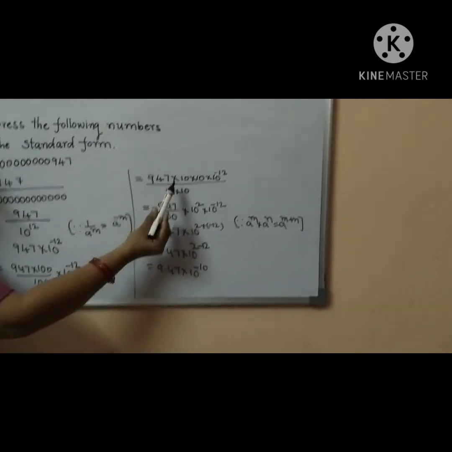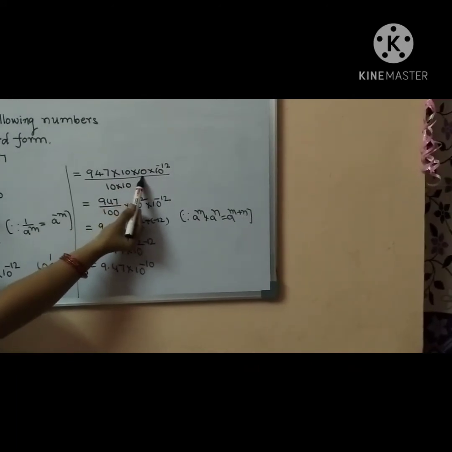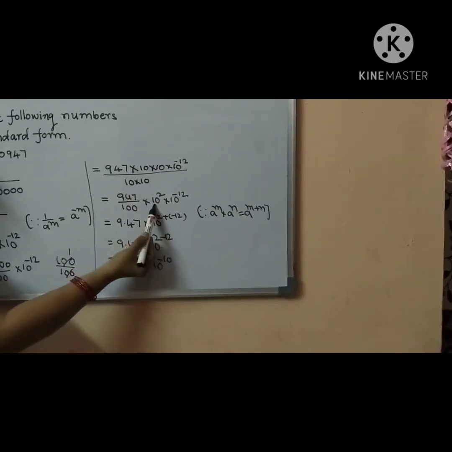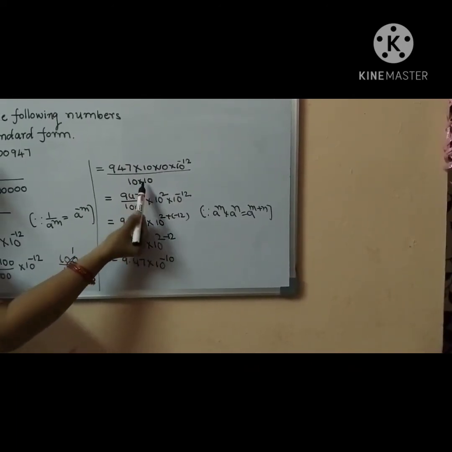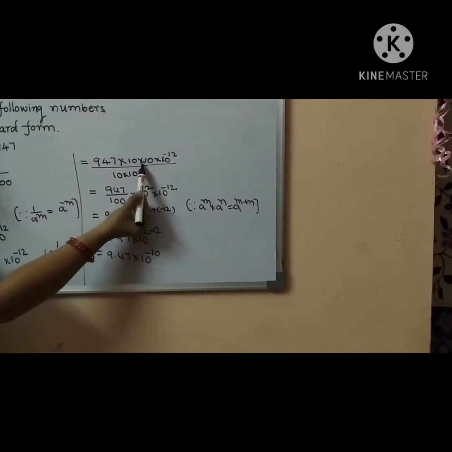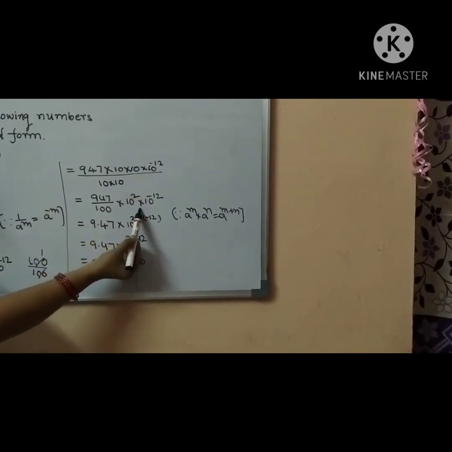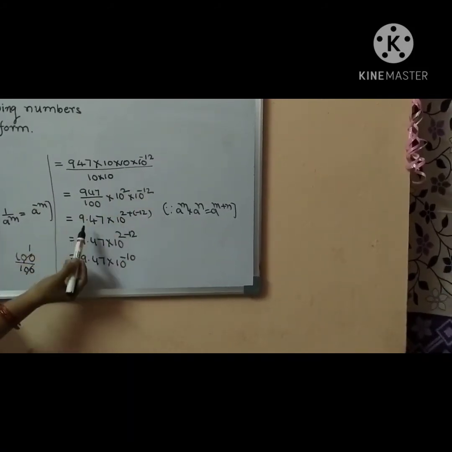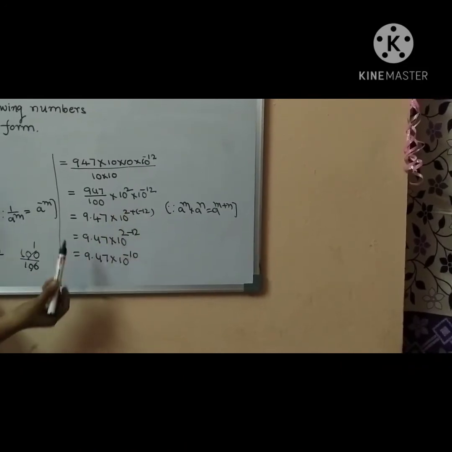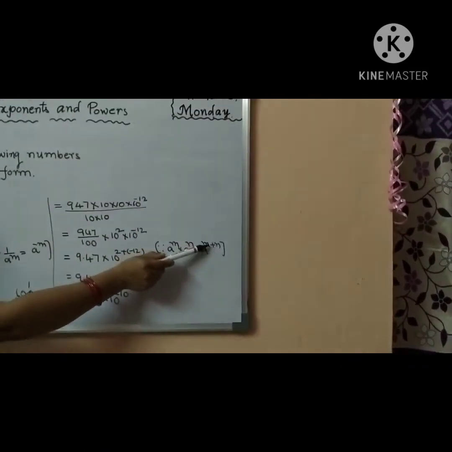Here write the 10 into 10 as 10 square. 10 tens are 100. So how many tens are there? 2. So here write 947 by 100 into 10 power 2. It means 10 square. Here 2 tens are there. We should write here 10 power 2 into 10 power minus 12. Here write, comparing with the laws of exponents, a power m into a power n equal to a power m plus n.